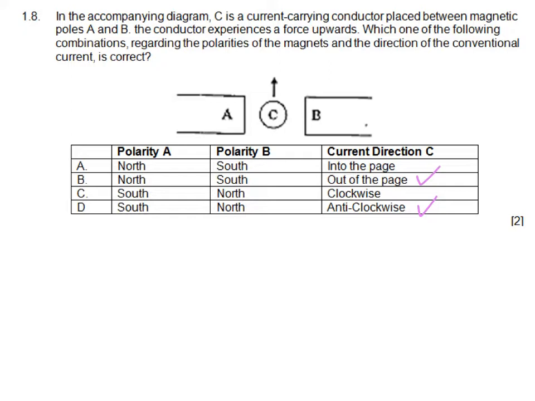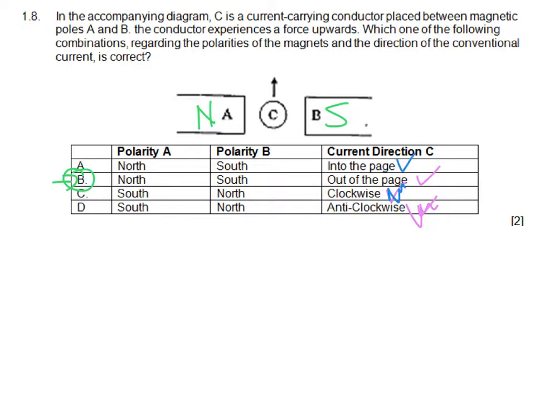So you use your left hand and you are going to stick your thumb in the direction of this arrow over there. Your second finger, I'm going to start with going out of the page, and then if I'm looking at B, this would need to be north and this would need to be south. That looks like a very good option. Let's just discount the other one, which is going into the page.